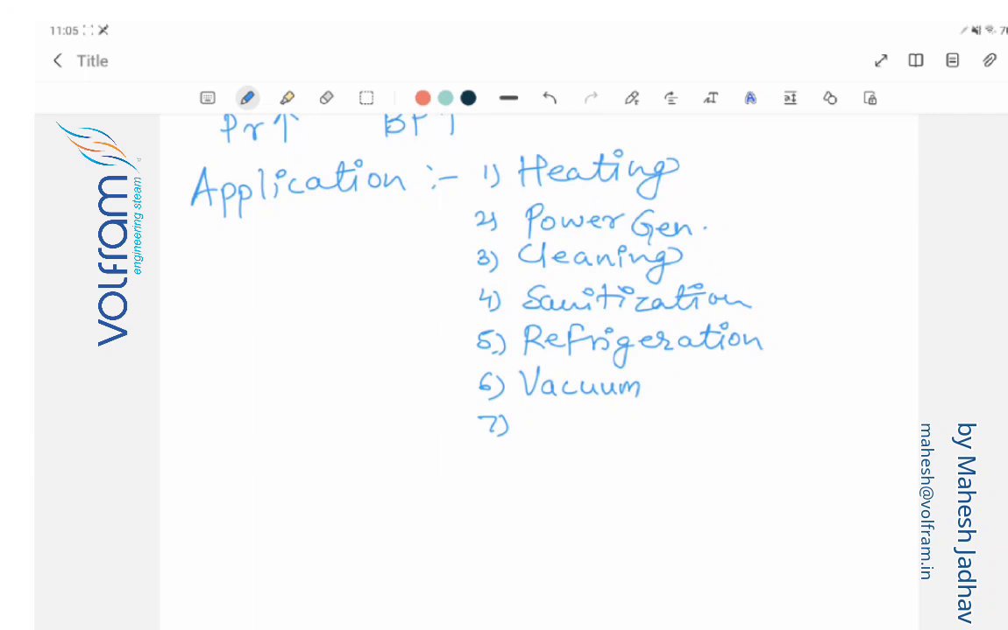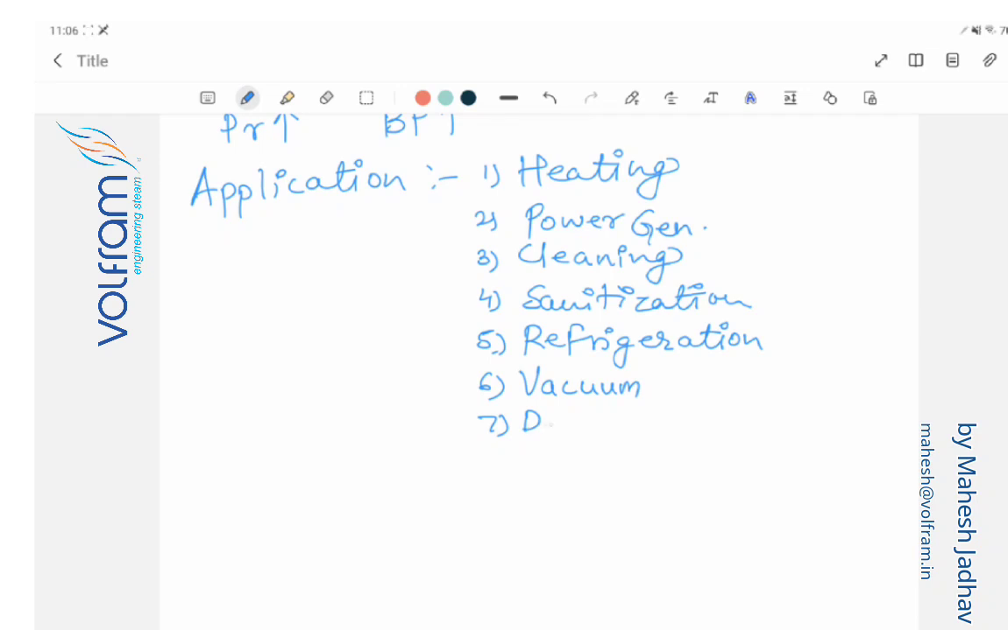Heating, everybody knows, to heat any process liquid or process media, we use steam. Power generation is steam turbines. The electricity that we get in our houses is through steam turbines. The boiler generates steam, and then steam drives the turbine, and the turbine generates electricity. Next is cleaning any surface.